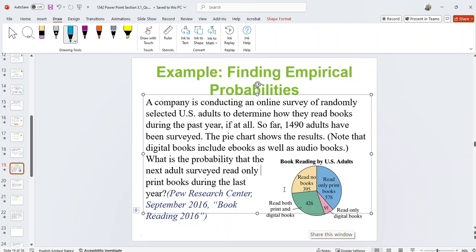So you can look at this pie. We have 395 people who say they don't read any book at all. And some people, 578, said they only read print books. Read both print and digital books, read only digital books 91. I think I'm reading more and more digital books at this point. This is probably an old survey, I would say 2016. Now we are in 2025, so I'm sure digital books are getting more and more popular.